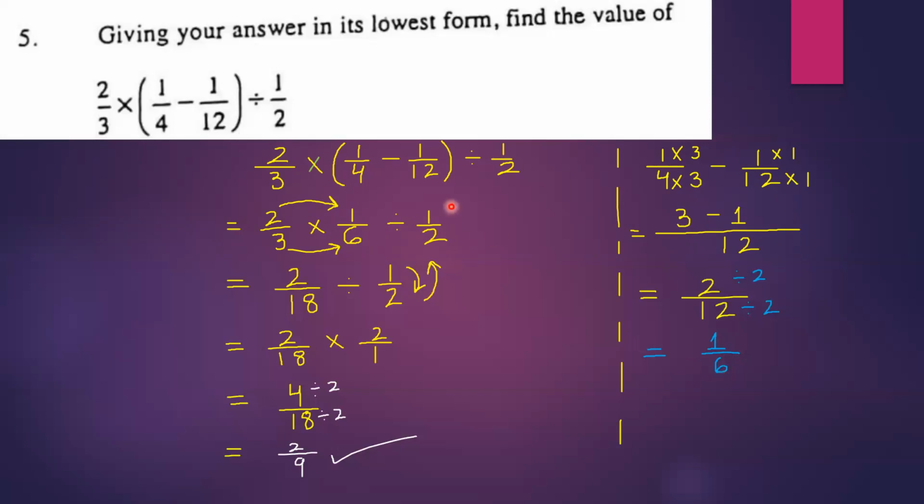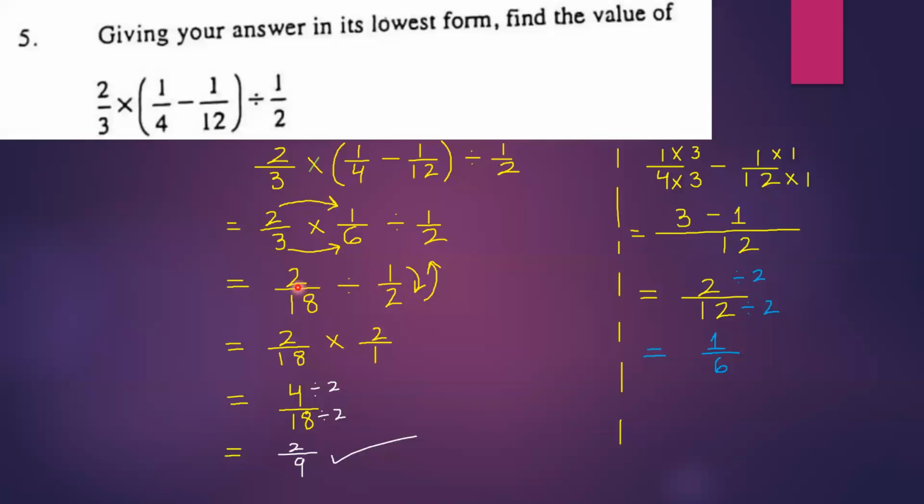Okay. So we have 1/4 minus 1/12. We always do the brackets first. That's why we have 1/6 here. It's the same 1/6 that we got. We bring down the 2/3 and we bring down the multiplication. Then we also bring down the division and also bring down the half. Then we say 2 times 1. What is 2 times 1? 2. Then we say 3 times 6. What is 3 times 6? 18. It's going to be 2/18 divided by, bring down the 1/2.